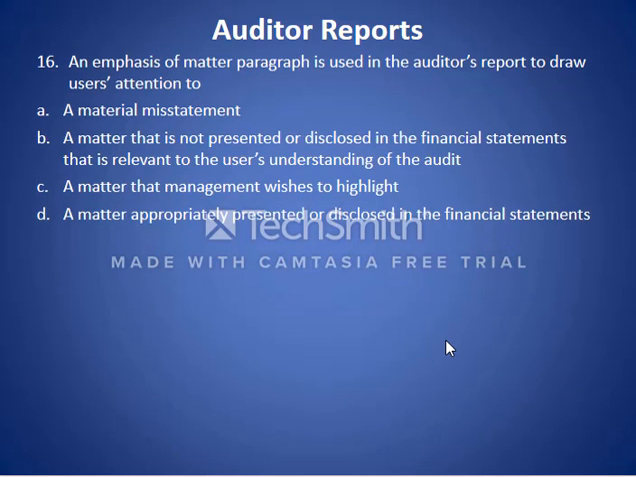An emphasis of matter paragraph is used in the auditor's report to draw the user's attention to, and again, we're given our 4 choices. Go ahead and stop your video, and when you've made what you feel is your correct choice, go ahead and restart the video again.